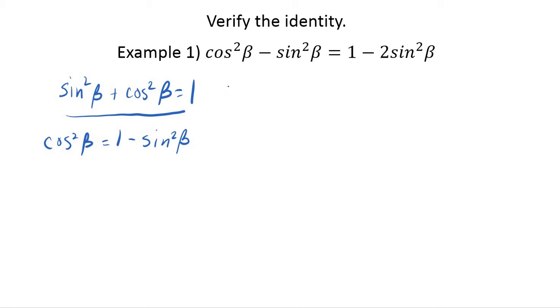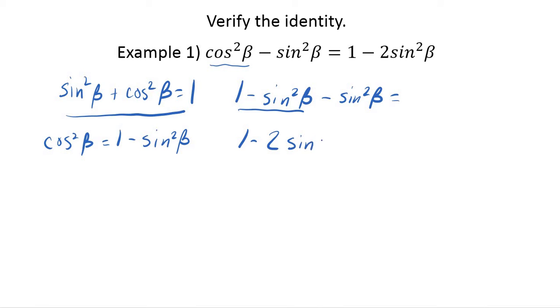So I'm working with this side right here. Cosine squared is the equivalent of this. So 1 minus sine squared beta minus sine squared beta. Again, this right here is the equivalent of cosine squared. Well, what's negative sine squared minus sine squared? I'm just going to get 1 minus 2 sine squared beta. And notice, that's what I was trying to accomplish. Hey, I'm all done. Not too bad, right? A couple steps there and I was done.